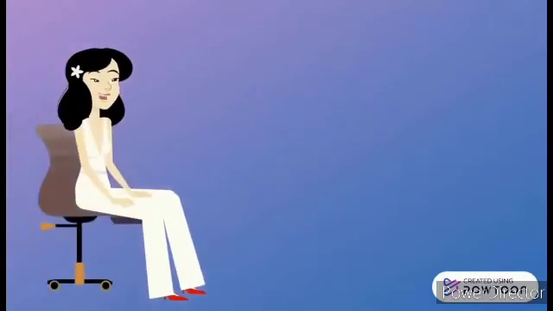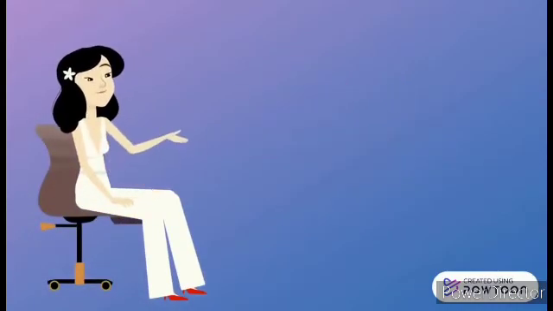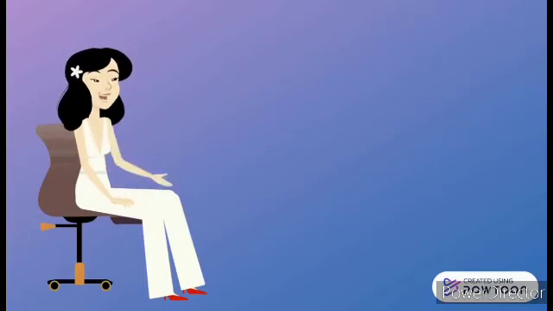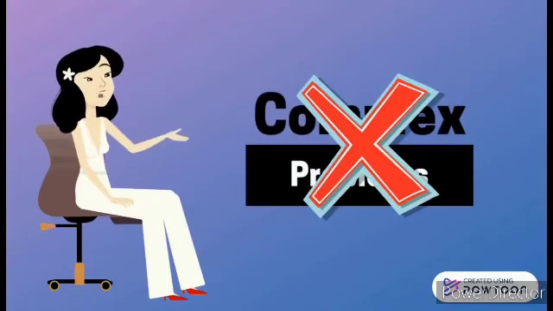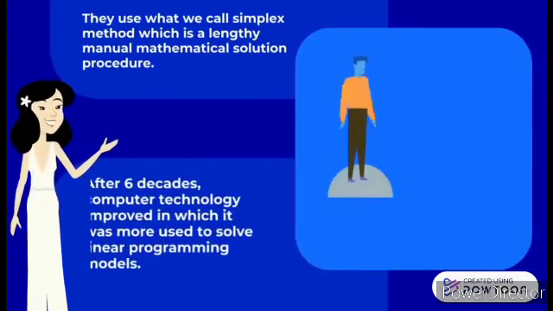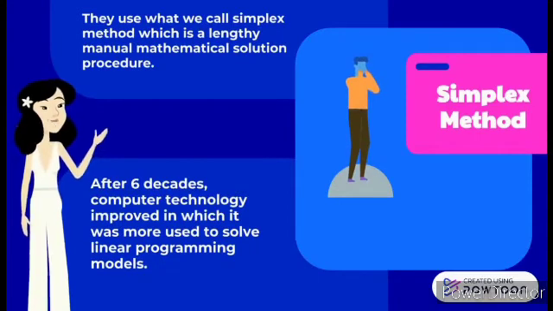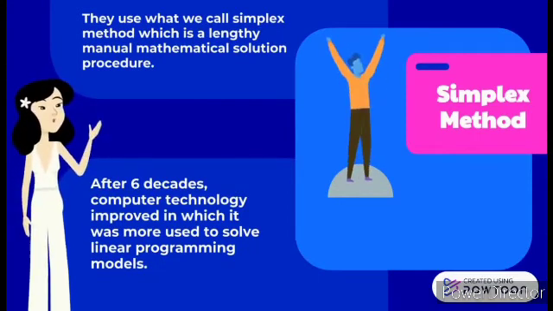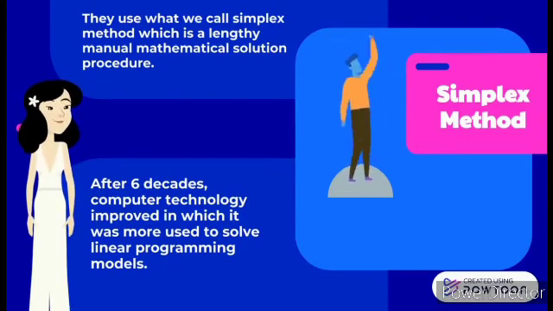In the 1940s, linear programming was first developed. However, during that time, the technologies or inventions were not yet capable of performing these complex problems. They used what we call the simplex method, which is a lengthy manual mathematical solution procedure. After 6 decades, computer technology improved and evolved, and it was more used to solve linear programming models.